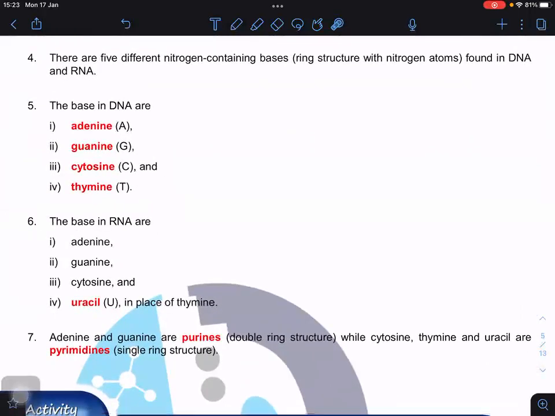There are 5 different nitrogen-containing bases, ring structures with a nitrogen atom, found in DNA and RNA. This one you have to know, highlight it, guys. For DNA, ATCG: adenine, guanine, cytosine, and thymine. But in RNA, thymine is replaced by uracil. So DNA is ATCG, RNA is AUCG. Thymine is replaced by uracil.